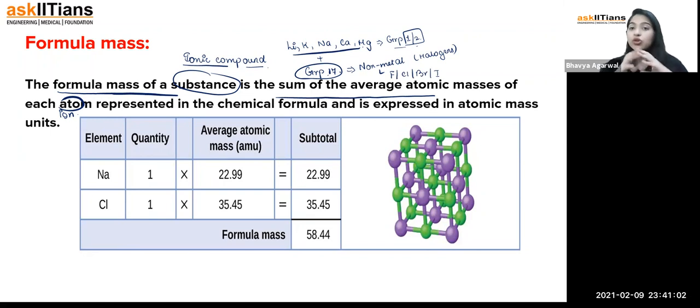All right. So when I talk about these elements, what happens? If I talk about one molecule of NaCl, okay, so one molecule of NaCl is composed of one Na and one Cl. Okay.